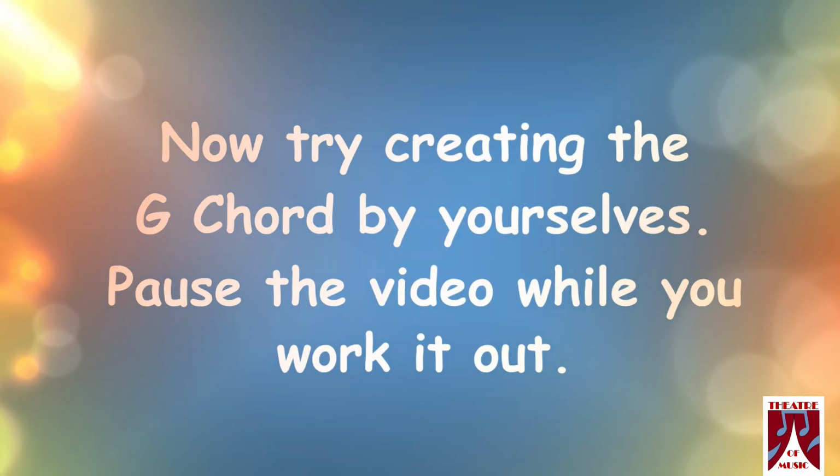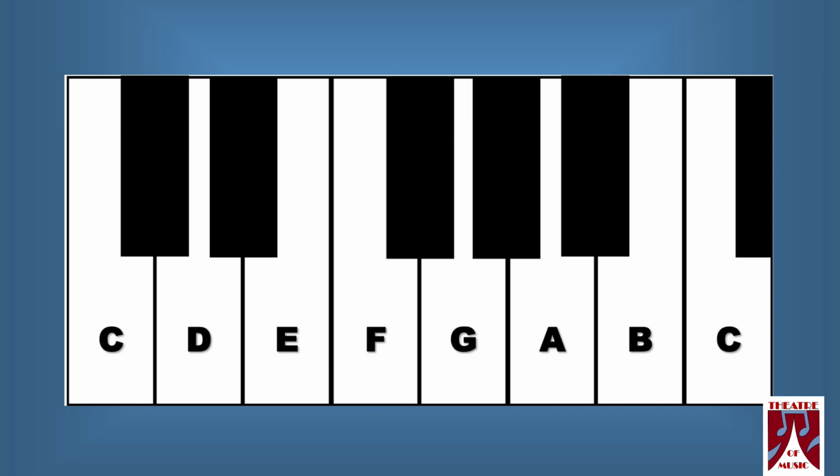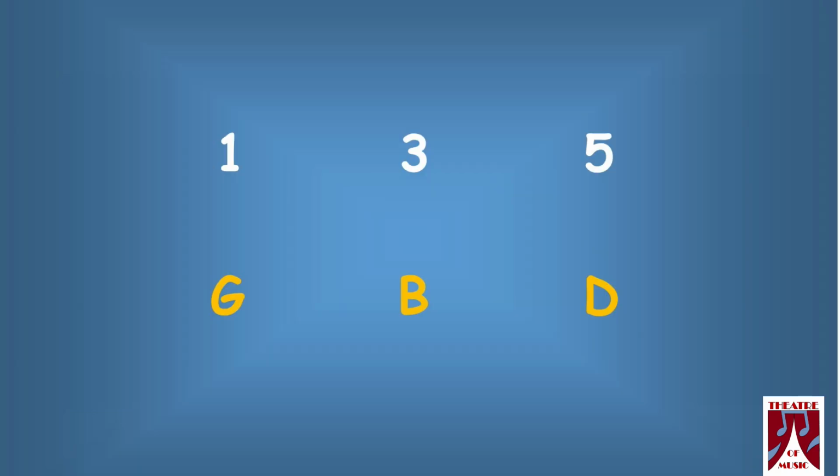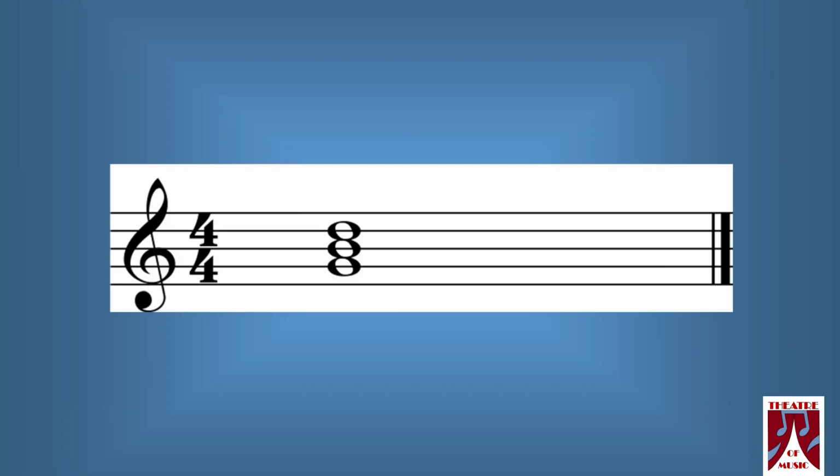Now try creating the G chord on your own. Pause the video and use the keyboard diagram on the screen to figure it out. Ready? The notes should be G, B, and D. Written out, they're all on lines, G at the bottom, B in the middle, D at the top.